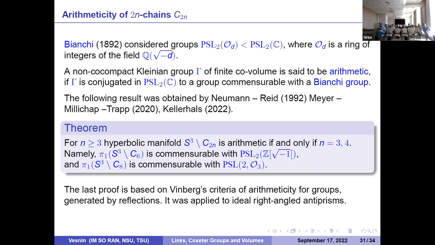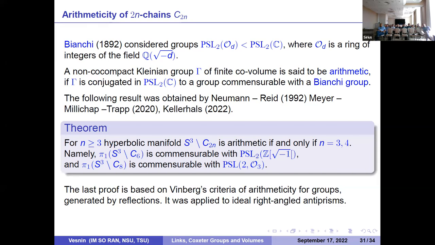And in the case of the Coxeter group, there is a very nice criterion obtained by Vinberg. So you just consider the Coxeter group, the Coxeter relations, and you check some properties of the corresponding Coxeter matrix. And since you know how to construct a link complement from a Coxeter polyhedron, you can apply this technique. And arithmeticity for this chain link C_N was studied by many authors independently, by Neumann, Reid, Meyer, Trapp, and finally by Ruth Kellerhals, still not published.